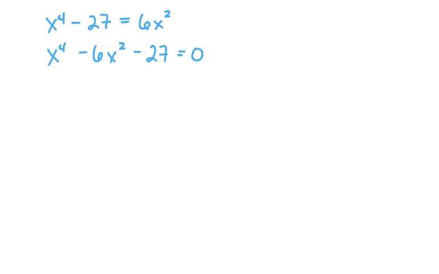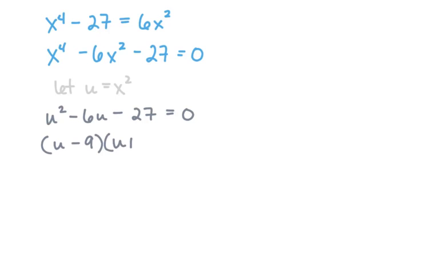Now we can do a u substitution, or you can factor this. I'm going to show you how to factor using a u substitution. So I would say let u equal x squared. And then what that does is that gives me u squared minus 6u minus 27 equals 0. Now this I can factor traditionally. I have u minus 9, u plus 3 equals 0, and that gives me that u is positive 9 or u is negative 3.